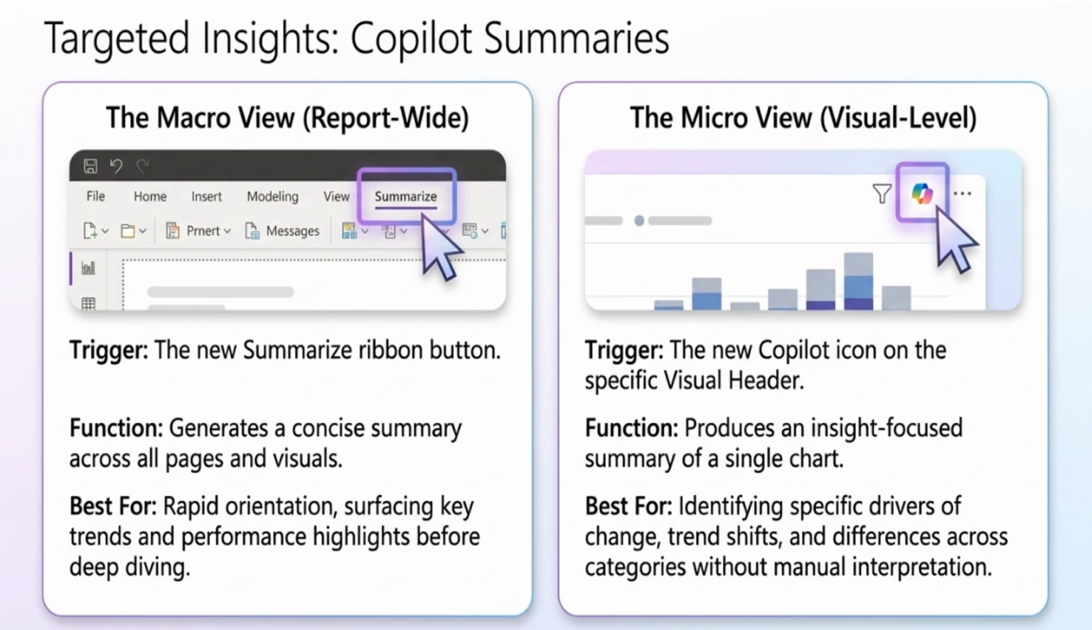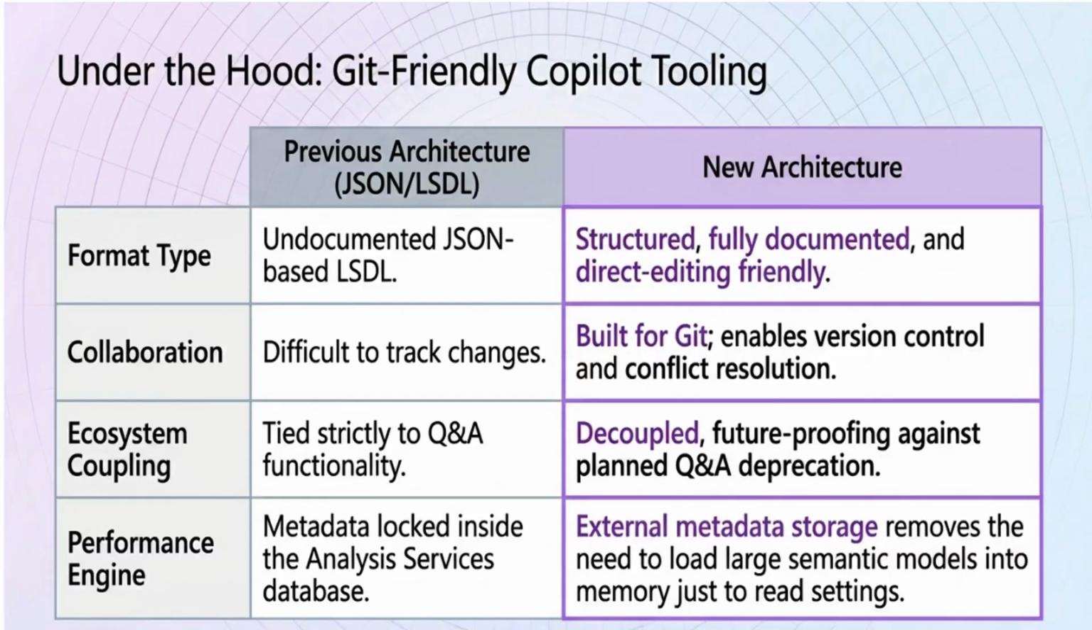It's fantastic. Now for the developers out there, what's happening behind the scenes is actually huge. The old way of storing Copilot metadata used a JSON-based LSDL format. It was undocumented, frustrating to edit, and stubbornly tied to Q&A. Well, the new Copilot tooling format, which is now in preview, fixes the whole shebang. It's Git-friendly, clearly documented, ready for source control, and finally decoupled from Q&A. Ultimately, this means better team collaboration, way easier source control, and massively improved performance because you don't have to load gigantic semantic models into memory just to access your metadata.